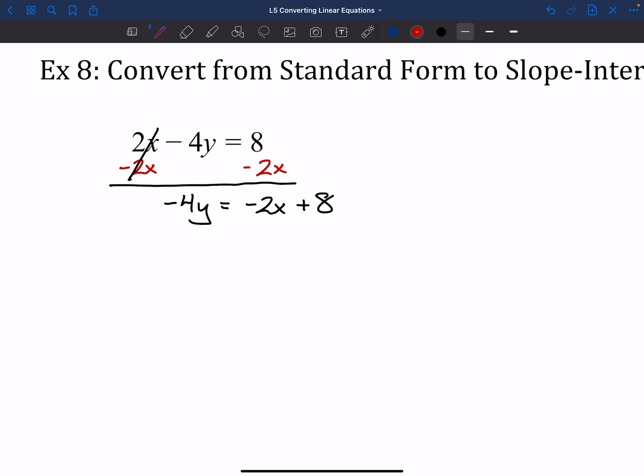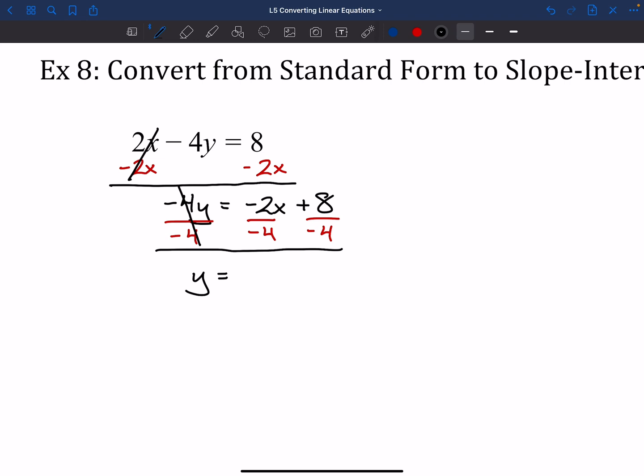After that, what I need to do is get rid of that -4 that's multiplying that y. So we're going to divide by -4. And again, I'm going to do that to everything on the other side as well. All right. When we do that, those -4's cancel each other out. We're left with just y.